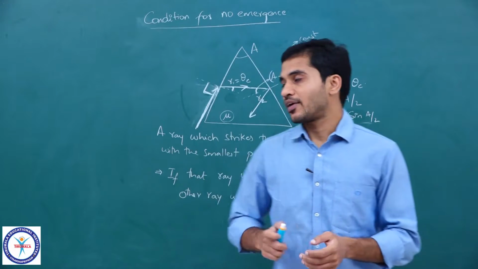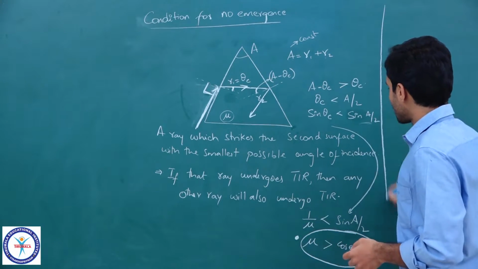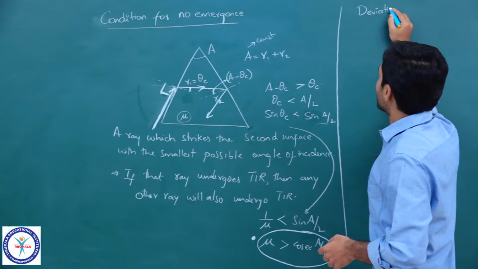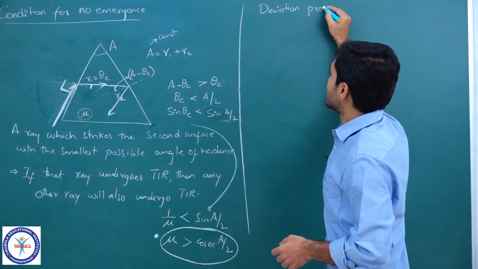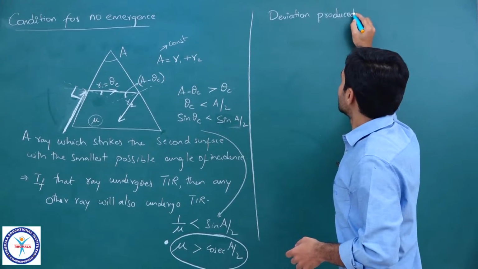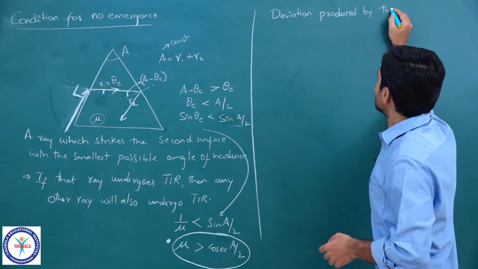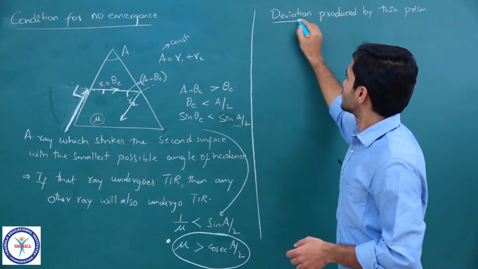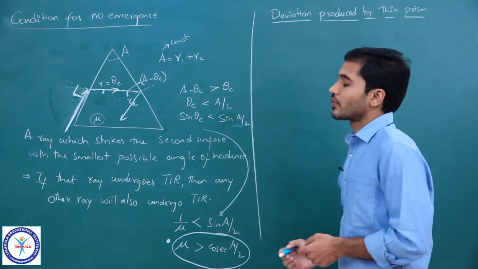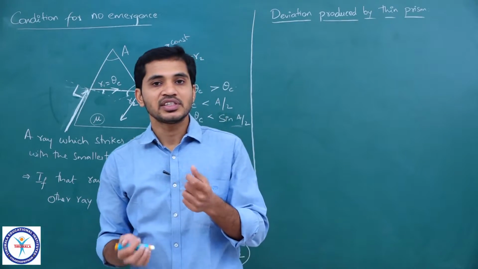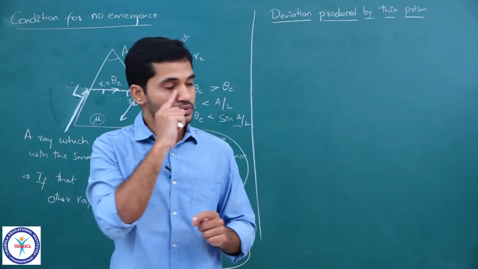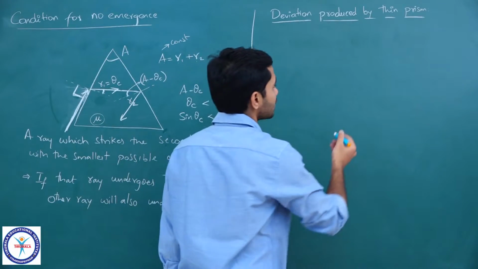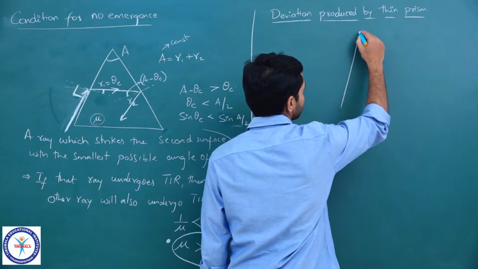Okay. Now, after this we will discuss the concept of deviation produced by a thin prism. Thin prism basically means that the angle of prism is a very small value. If I consider a prism in such a way that this angle A is very small, then that is what we mean by a thin prism. It would be something like this.